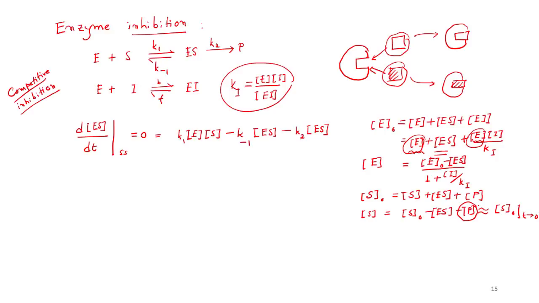Now we can put the values here and try to figure out what ES is. So this is under steady state as well as t tends to 0. I'm writing both together. So this will be K1 times, instead of E, E0 divided by 1 plus I by Ki, minus ES.